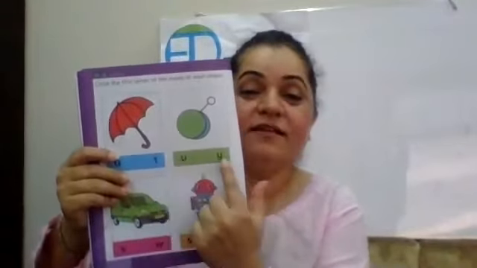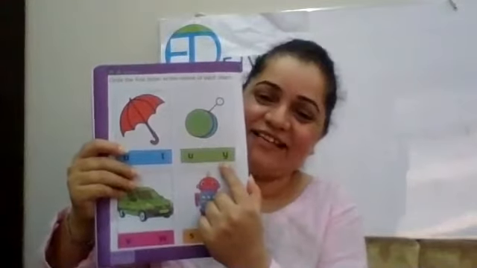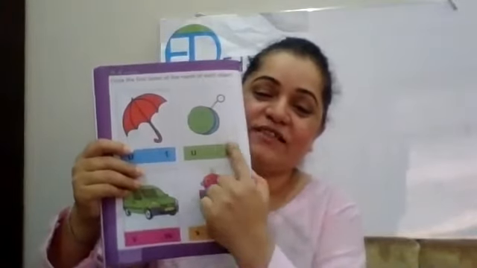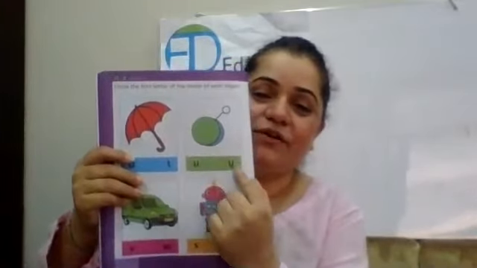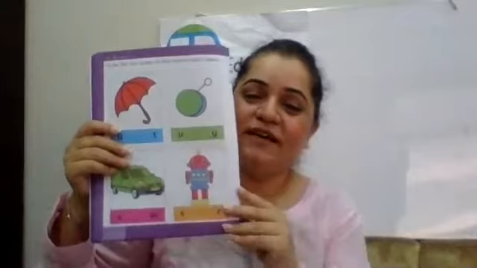Yo-yo. What is this? This is Y. Yo-yo. Y is for yo-yo. So you're going to circle Y over here, right? Yes, very, very good. Okay, now we have robot over here.